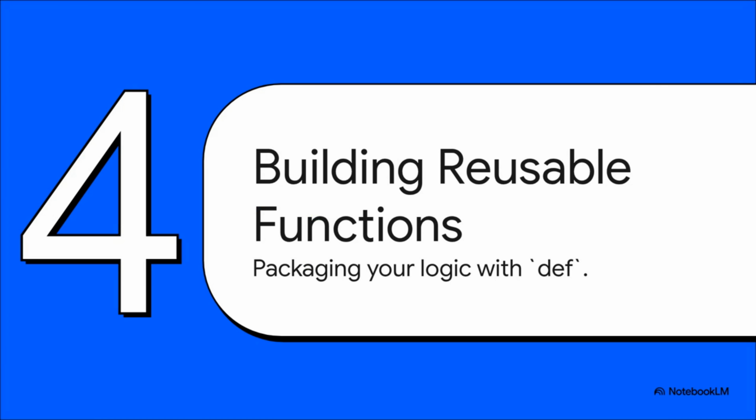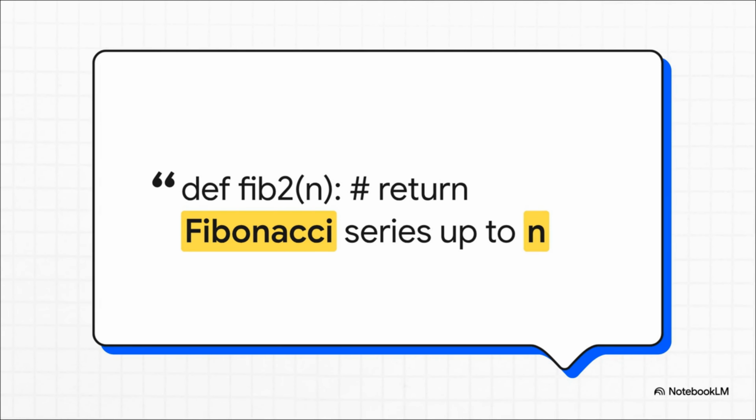So we've been writing some pretty powerful logic, but it's all been kind of out in the open. The next step on our builder's journey is to package up that logic into reusable blocks that we can call whenever we want, and we do that by defining functions. We do this with the def keyword. Right here, we're creating a function called fib2 that takes one argument, n. All the code inside calculates the Fibonacci series up to that number, and then the return statement sends the final result back.